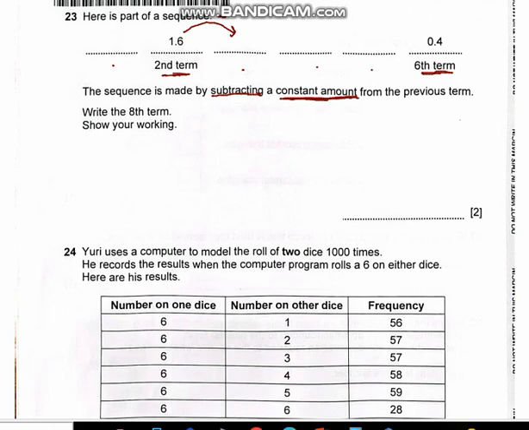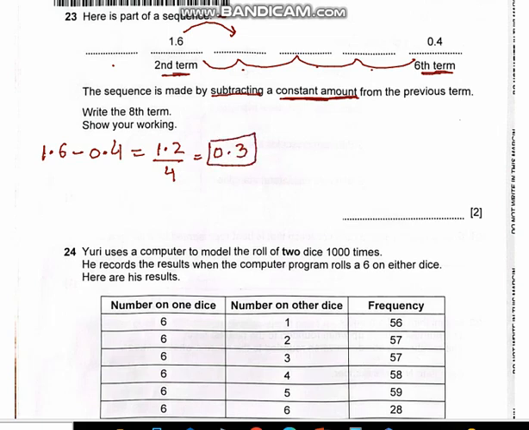So let's subtract them. It will be 1.6 minus 0.4, my dear. So you will get 1.2. Now it has been divided into 1, 2, 3, and 4 parts. So divided into 4 parts, you will get 0.3. So the constant amount you are getting each time is 0.3, and it is subtracting 0.3 every time, my dear.